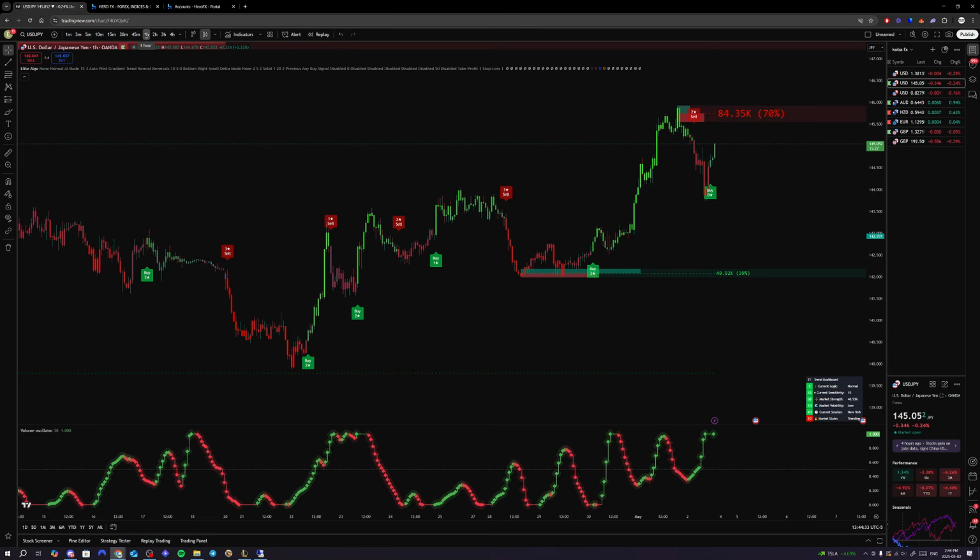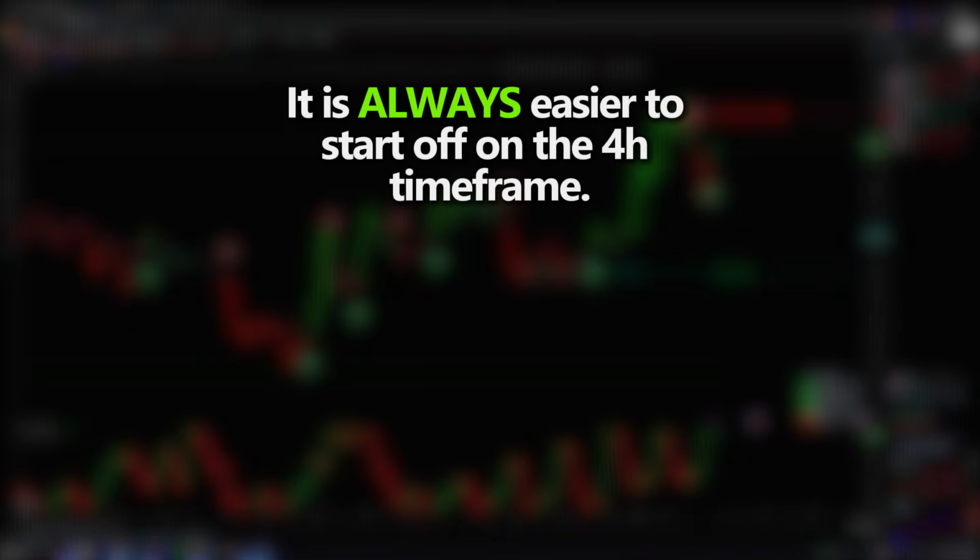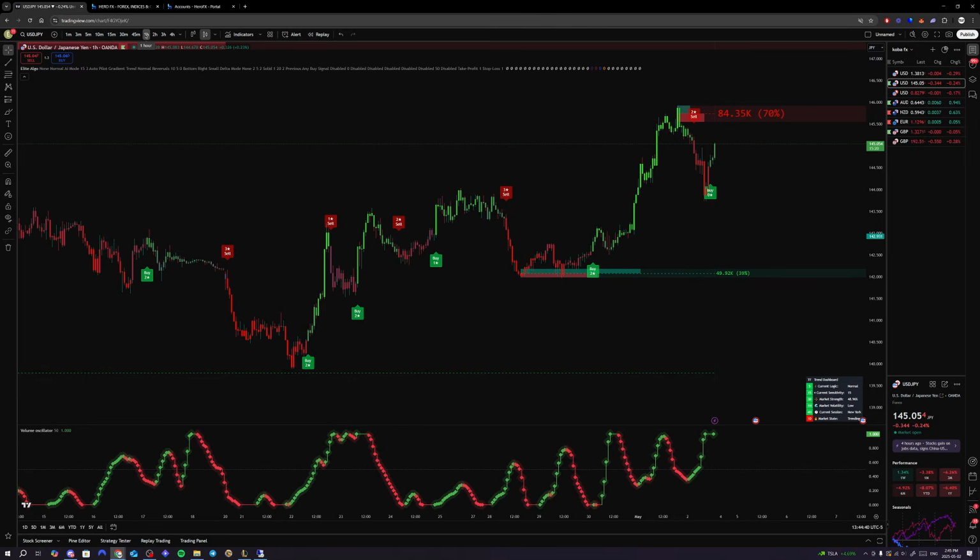Now, something to keep in mind, guys, whenever you're trading, it is always easier to start off on the 4 hour time frame and then work your way down as you master each time frame. Swing trading is by far easier than scalping. If you're a new trader and you're looking to make good trades, make profitable decisions in the market, I highly recommend that you start off with swing trading. Once you master swing trading, then you can start using lower time frames. Go for intraday trading, like the 15-minute time frame, for example. Once you master that, you can get down to the 5-minute, maybe the 1 minute after that.